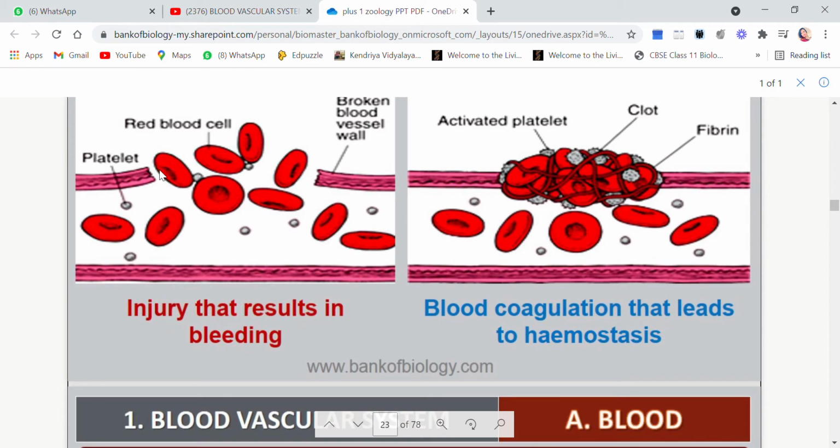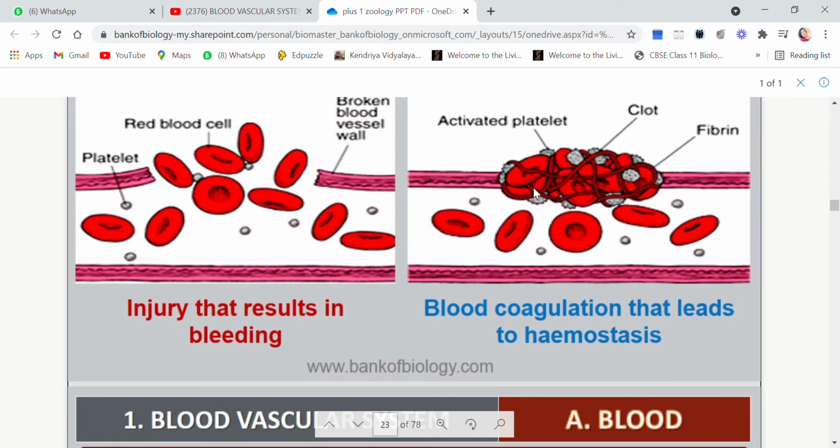Again, to explain it more clearly, see, this was the injury place, the place where the blood vessel was broken and injury has occurred, and as the blood vessel is broken, the blood will flow out. So the blood is flowing out. Now what happens is injury that results in bleeding, and this is how the portion where the injury had occurred, the clot has formed, and now the flow of blood to the outside has been stopped. So this is how the clot is formed.